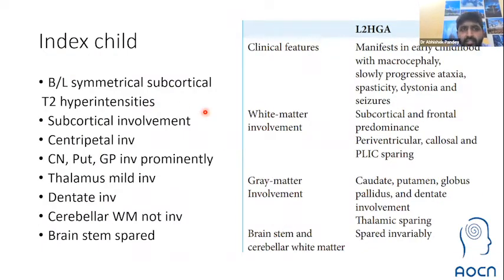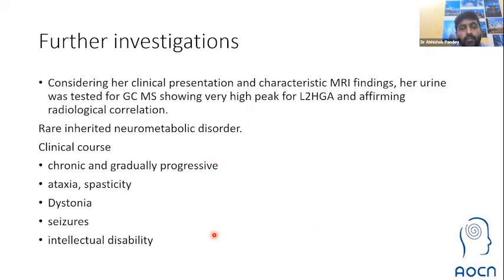So the index child, as I discussed, has bilateral symmetrical subcortical T2 hyperintensity, centripetal involvement, caudate nucleus, putamen, GP prominently involved, thalamus mildly involved, dentate is involved, cerebellar white matter is not involved, and the brainstem is spared. So with the pattern-based approach, we have come to some sort of conclusion. Probably we are dealing with an L2HGA. It is a rare disease. However, we went on with the next set of investigations. We sent a urinary TMS GCMS, which showed a peak for L2HGA, confirming our radiological correlation.